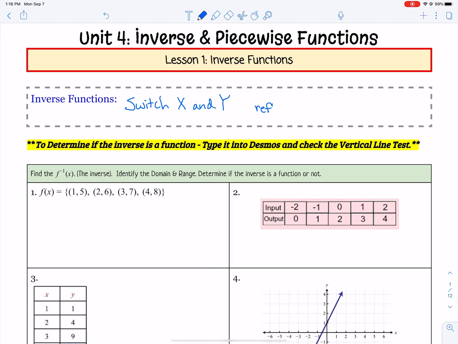We can also write that they reflect over the line y equals x. So that's what you want to think about when you think of a graph that represents two inverse functions. They will reflect over the line y equals x. Okay, so determine if the inverse is a function. You can type it in Desmos and check the vertical line test. So we'll look at some examples. It says find the inverse, identify the domain and range, and determine if the inverse is a function or not.